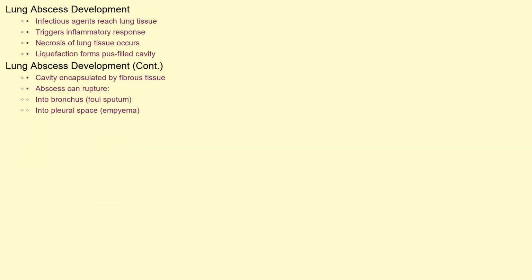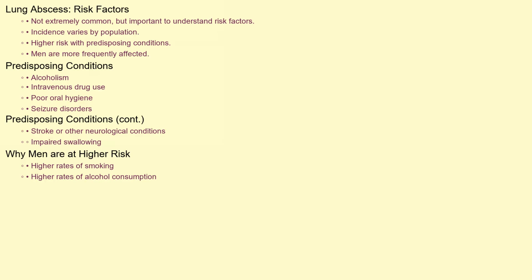Now, let's understand the process behind how a lung abscess develops. When bacteria or other infectious agents reach the lung tissue, they trigger an inflammatory response. This inflammation leads to the formation of an area of necrosis, meaning the lung tissue dies. As the infection progresses, this necrotic tissue liquefies and forms a cavity filled with pus. This cavity is surrounded by a fibrous capsule, which helps to wall off the infection. This abscess can then rupture into a bronchus, leading to the expectoration of foul-smelling sputum, or even into the pleural space, causing empyema.